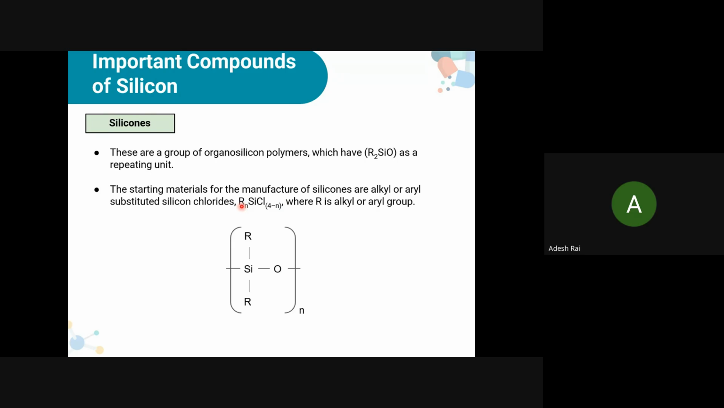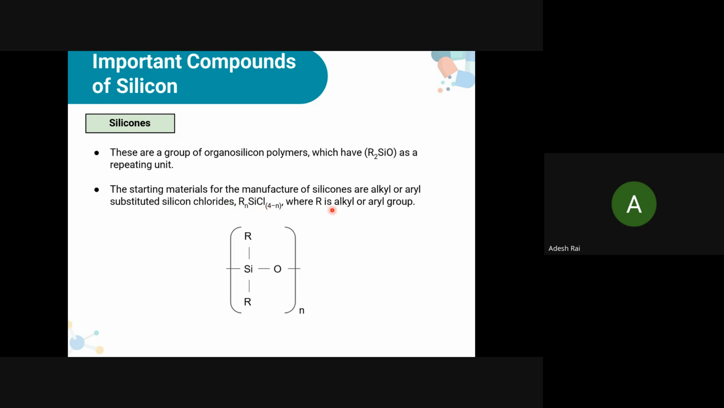So obviously it won't be possible. So the starting material for the manufacturing of silicones are what? Alkyl or aryl substituted silicon chlorides. So SiCl is there, and obviously, silicon will have four bonds. It belongs to the carbon family, so it will form four bonds. Chlorine is monovalent, so four chlorines will be required. But if you substitute one of the chlorines by R, then whatever number of chlorines are substituted, that much chlorine will decrease over here, and that much R will be here. Therefore, this is the formula of the starting material, that is alkyl or aryl substituted silicon chlorides.